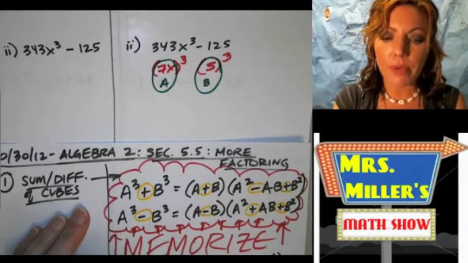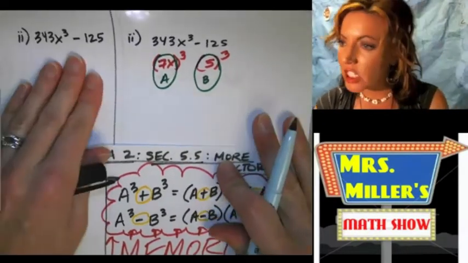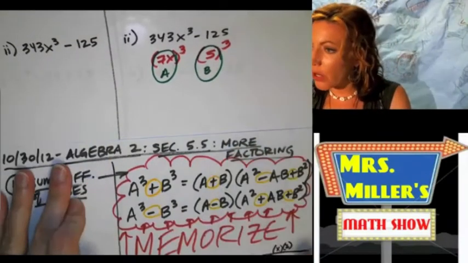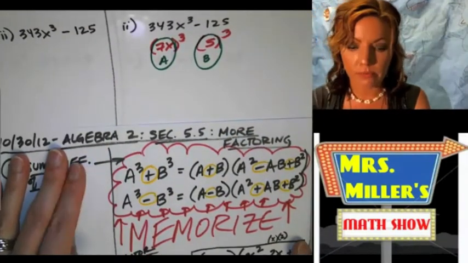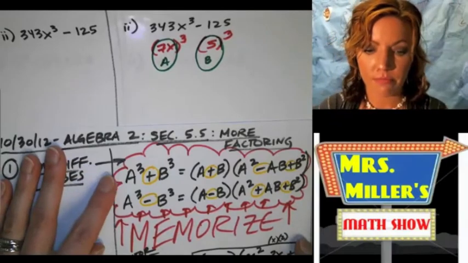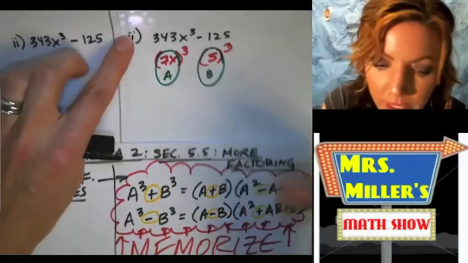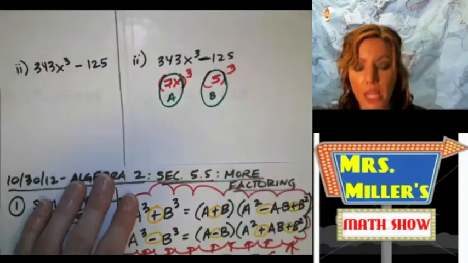Can somebody tell me, first of all, which formula do I use? Do I use A cubed plus B cubed or A cubed minus B cubed? Sloan. Minus. Why minus? Because it's a minus in the original. Everybody give Sloan a round of applause.